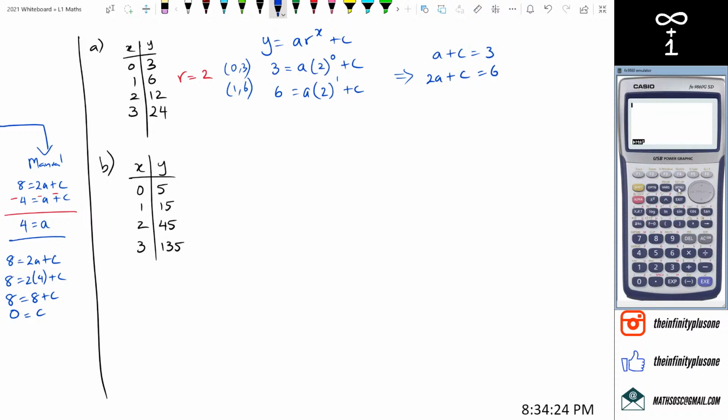At this point, I could go straight into the simultaneous equation solver. Our number of unknowns is 2, so I've got 1, 1, 3, and then 2, 1, 6. What I've got is 3 and 0. This is telling me that a is equal to 3 and c is equal to 0, which means my equation for question A is y equals 3 multiplied by 2 to the power of x plus 0.